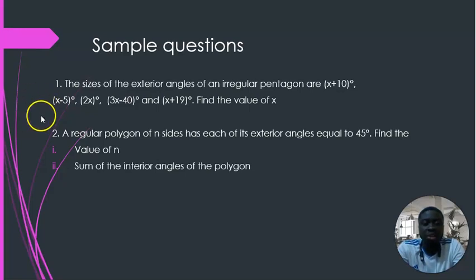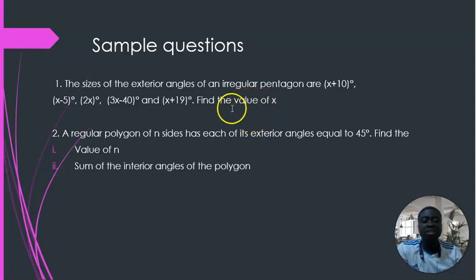Now let's take some questions and work them out. We have two beautiful questions here that explain all that you have done. The first one: the sizes of the exterior angles of an irregular pentagon are x plus 10 degrees, x minus 5 degrees, 2x degrees, 3x minus 40 degrees, and x plus 19 degrees. Find the value of x.